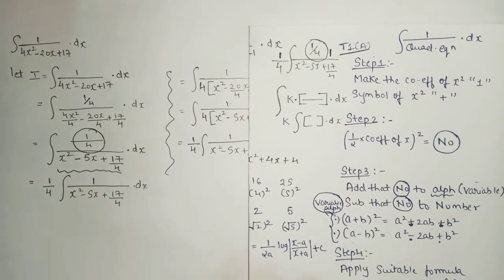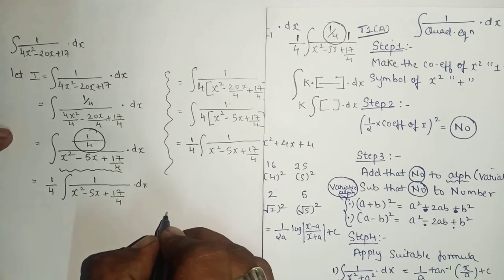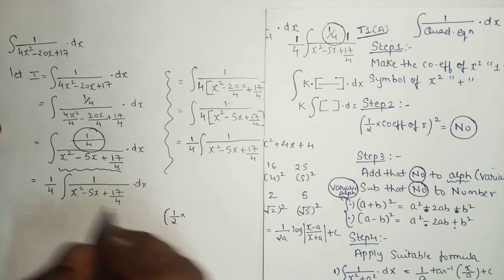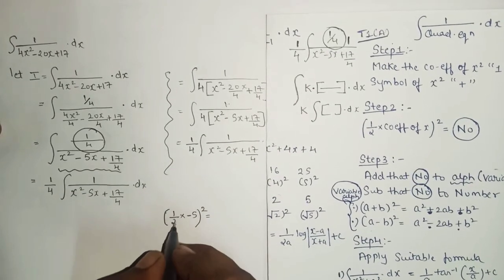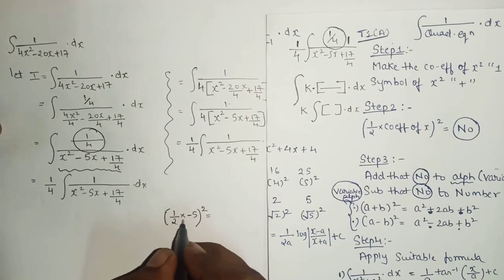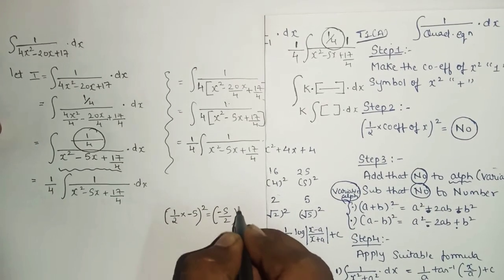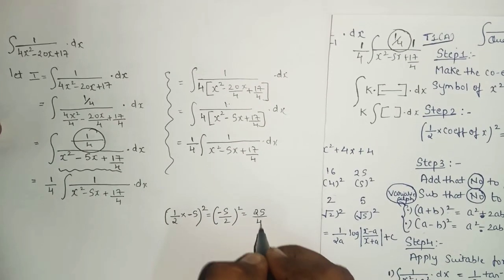What is step number 2? We have to apply the third term method. So what is the third term? Half into coefficient of x. Here the coefficient of x is minus 5, the whole square. We cannot cancel this number, so this will be minus 5 upon 2 the whole square. Minus 5 square will be 25, and 2 square will be 4.